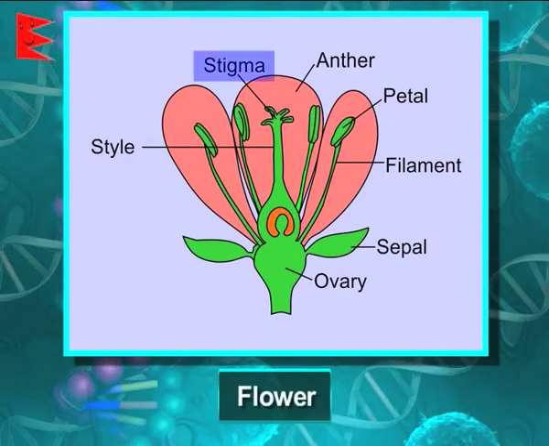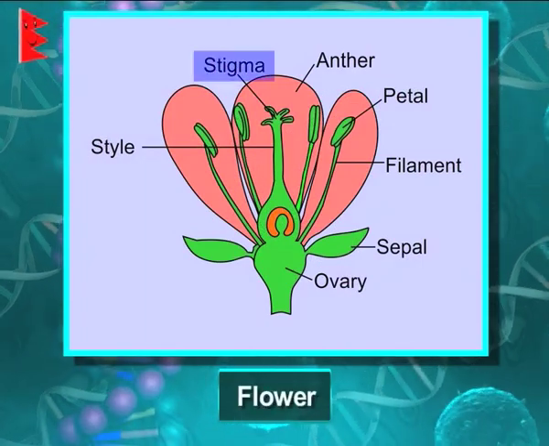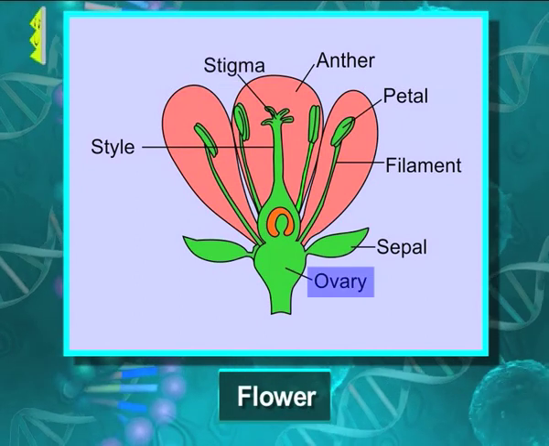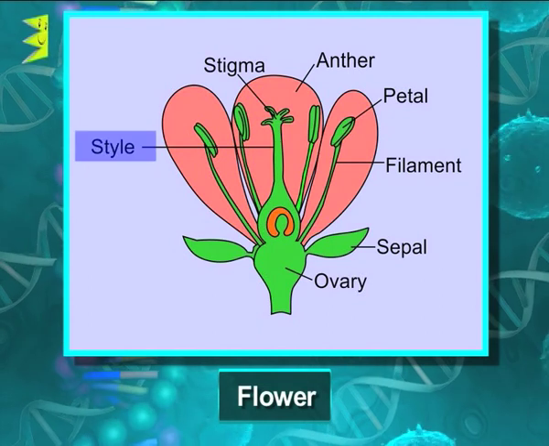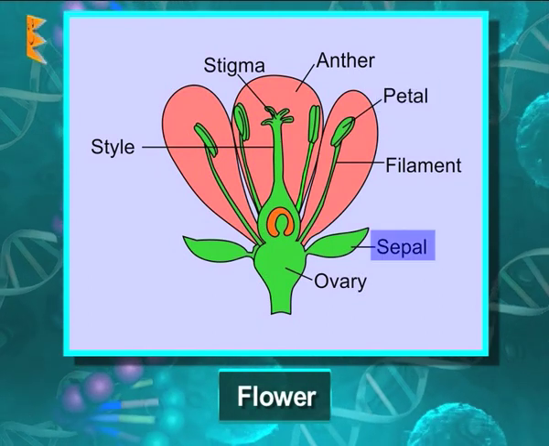It consists of the stigma, where pollen grain lands. This stigma is here fused with the ovary. This is the anther and this is the style. There are two petals and two sepals.